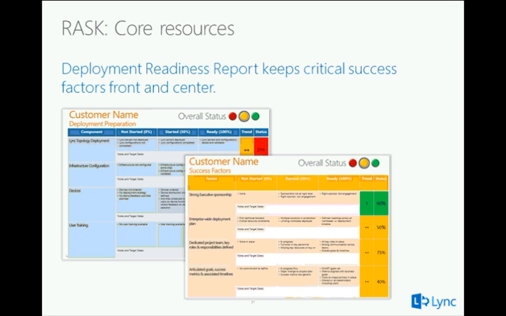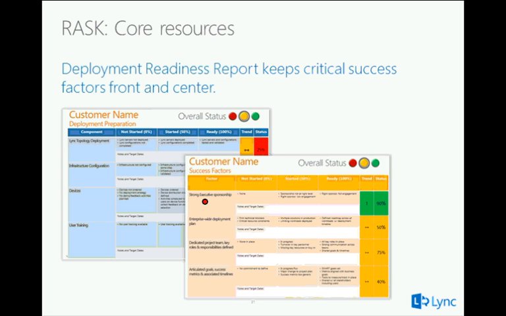The reports are twofold. We have a deployment readiness report, and we also have a success factors status report. So the deployment is a little bit more technical in nature. So it's more about deployment. So link topology, infrastructure configuration, devices, user training. So that's kind of broken down. You can see over here that the status is listed. And these are nice reports to have when you're holding your meetings.